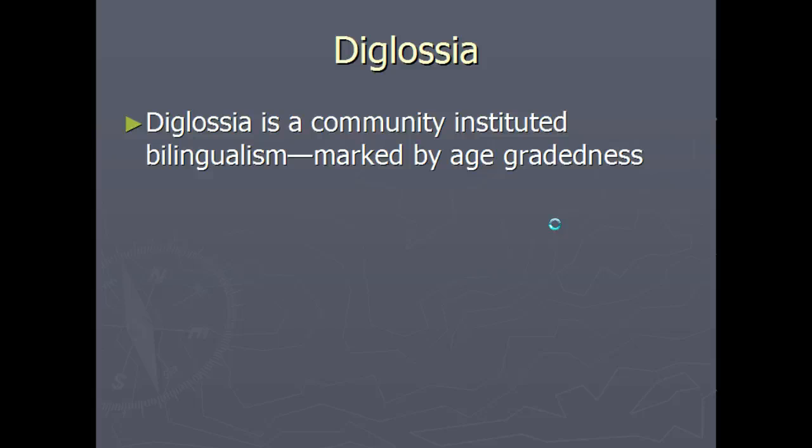Unlike the typical characterization of bilingualism as a phenomenon of the individual, diglossia is a phenomenon where bilingualism is societally dictated and consistent across the vast majority of the society. Diglossia is an interesting form of community-instituted bilingualism, marked by age-gradedness. So in essence, bilingualism is a feature of individuals. Diglossia is a feature of entire speech communities.